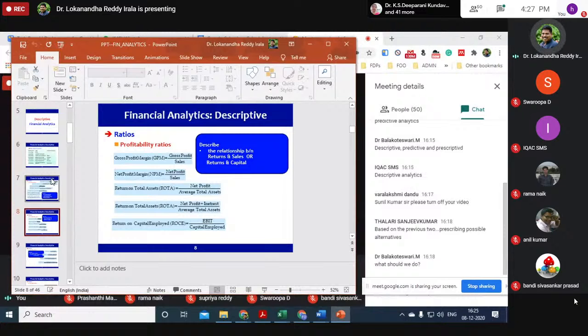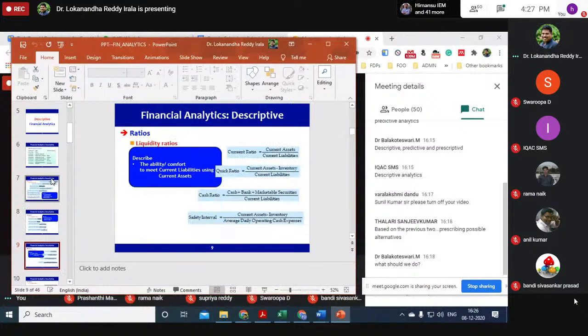So this way, the profitability ratios give a glimpse of what is happening in the organization in terms of profitability, and this has been a very time-tested analytic. Then you have what are called liquidity ratios, which are supposed to measure the ability or the comfort with which an organization can meet its current liabilities using current assets.